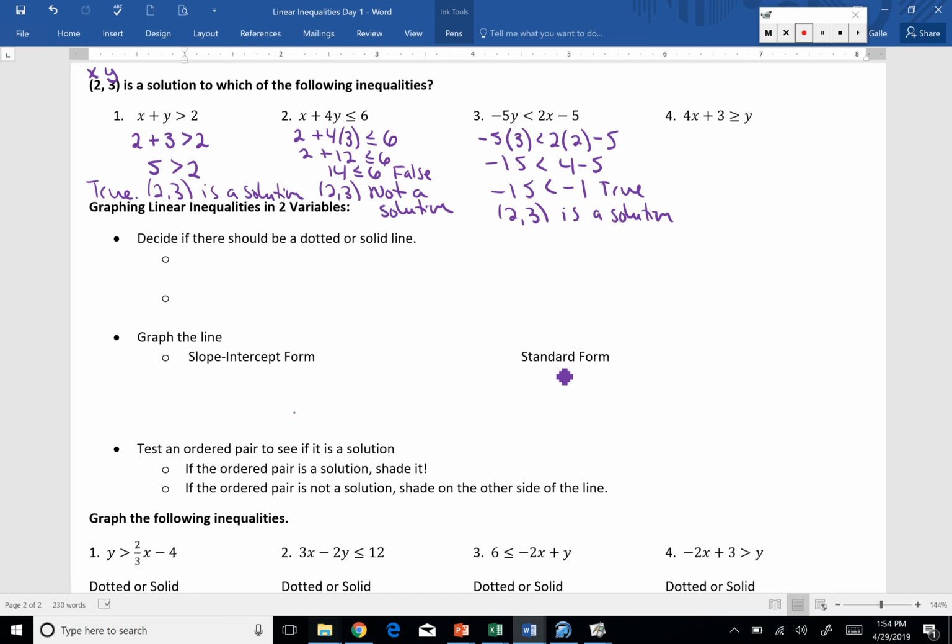Alright, then last but not least in number 4, we put a 2 in for the x and we put a 3 in for our y. 8 plus 3 is 11, greater than or equal to 3. It sure is. (2, 3) is a solution.